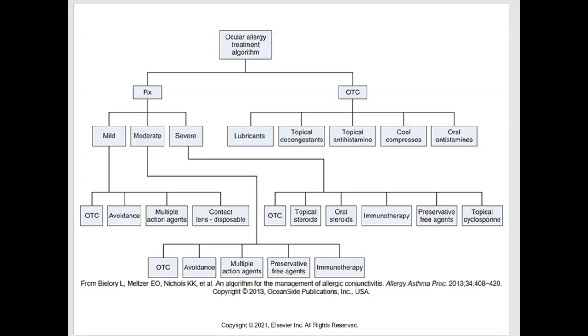So think about avoiding allergens, think about cold compresses can help with discomfort, think about taking a break from contact lenses, some of those things, and then literally trying to avoid your allergens, right? That's a good idea too.